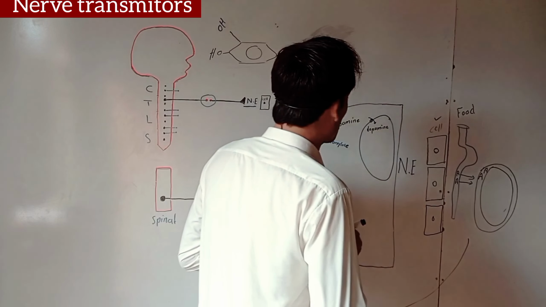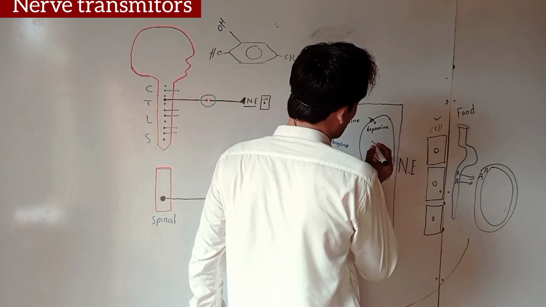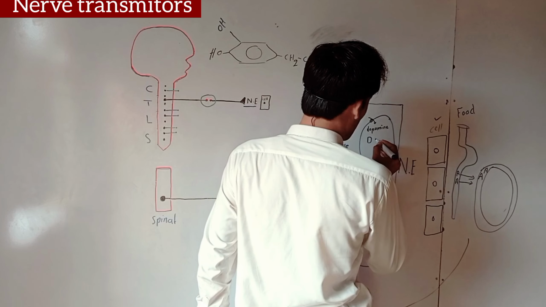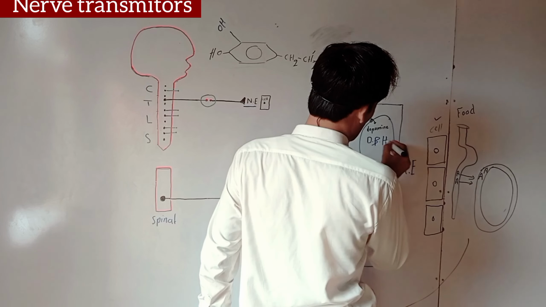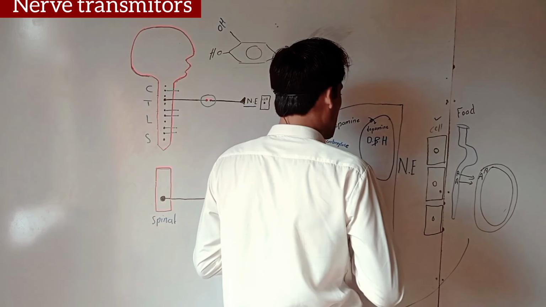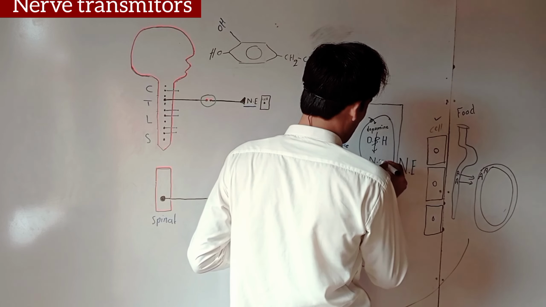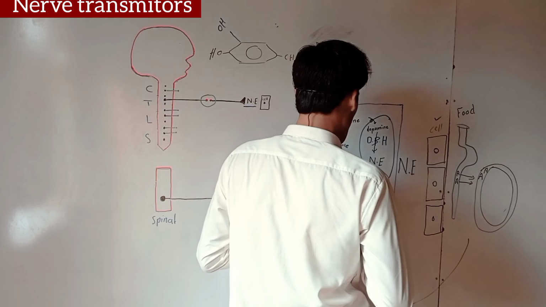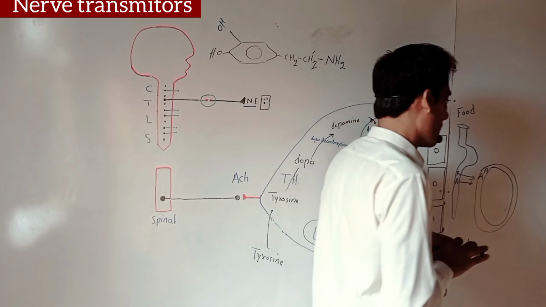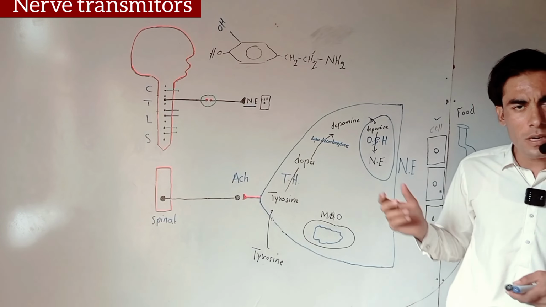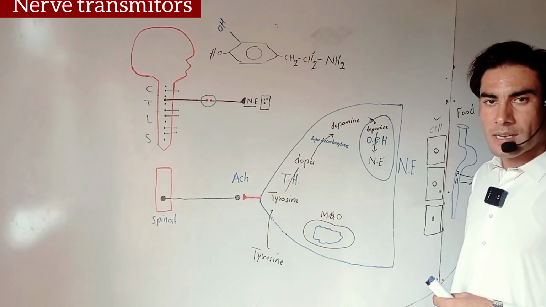When dopamine comes into the vesicle, inside the vesicle there is a special enzyme, dopamine beta hydroxylase, that converts dopamine into norepinephrine. Then norepinephrine forms a complex with some protein and ATP and is stored over here. Now norepinephrine is stored here, right?